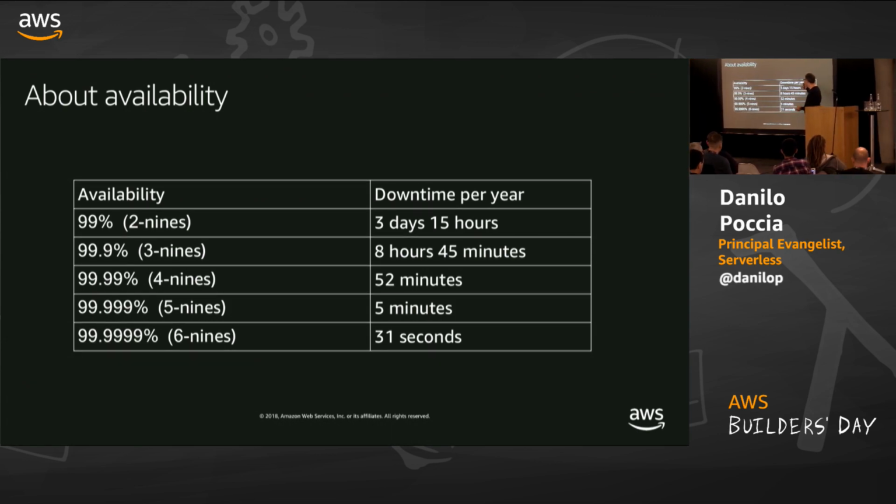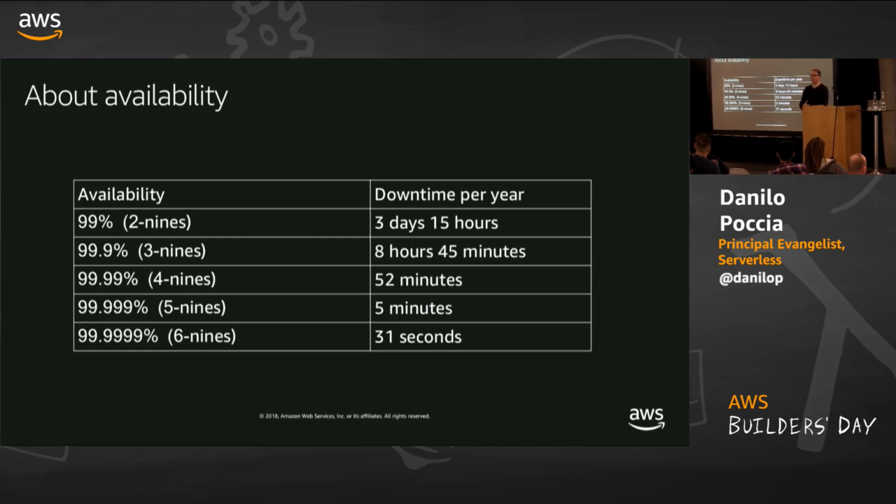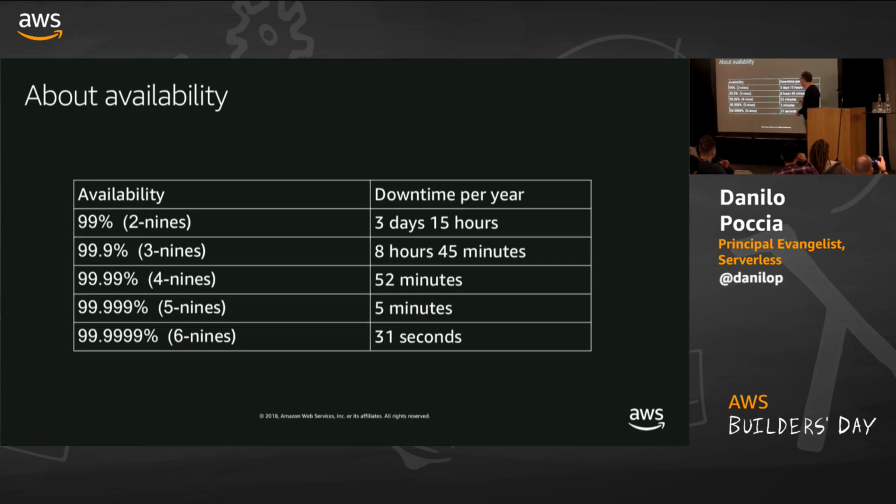As you can see, if we want an availability of 2 nines, that means that we can be down in a year more than 3 days, almost 4 days. 4 nines is less than 1 hour. 6 nines is 30 seconds. So as you can expect, it's much more difficult to move from one step to the other. But there are lots of tools that we can use to build availability.